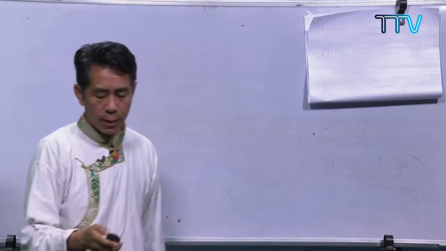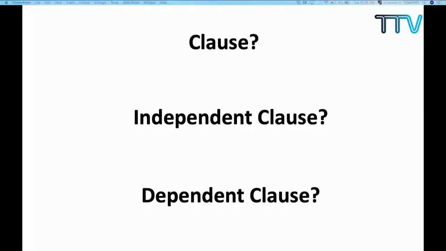Okay, yes. Now back to the slides. Clause. What is a clause? A clause is a group of words which has its own subject and verb. Independent clause. Now you remember what is an independent clause? An independent clause is a clause which does not have to depend on another clause.